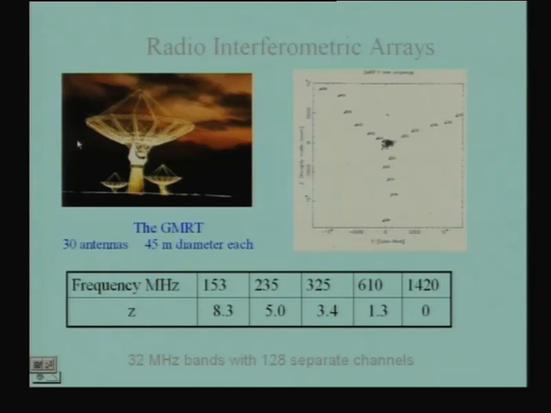This picture shows you one of the antennas in the GMRT. The diameter of this antenna is 45 meters, and there are 30 such antennas. The 30 antennas are distributed in a Y shape like this. The length of each of these arms in the Y is around 16 kilometers. Each antenna is a dish, it focuses the radiation incident on it from far away sources to the point over here.